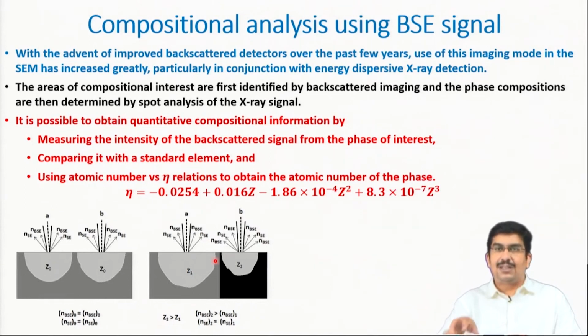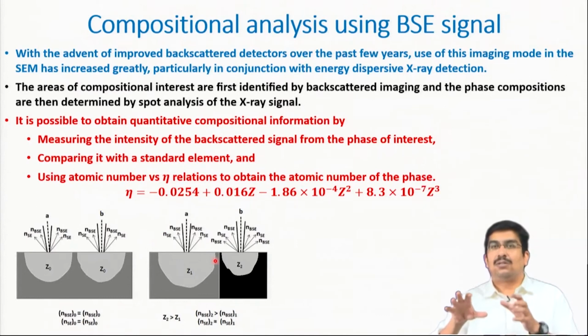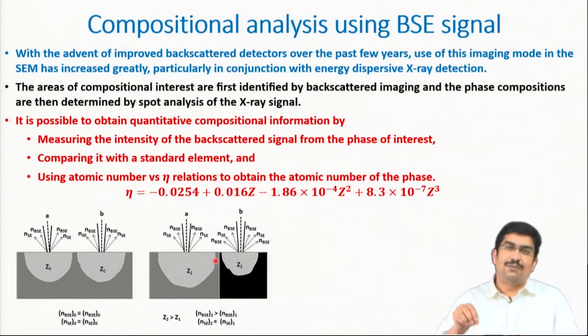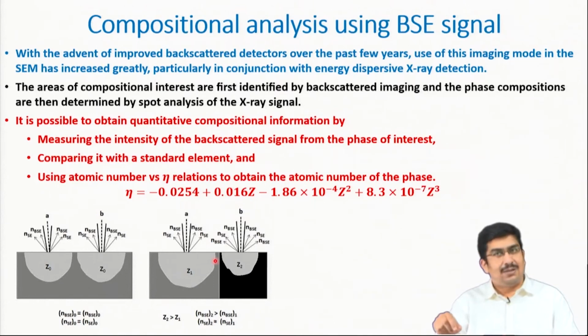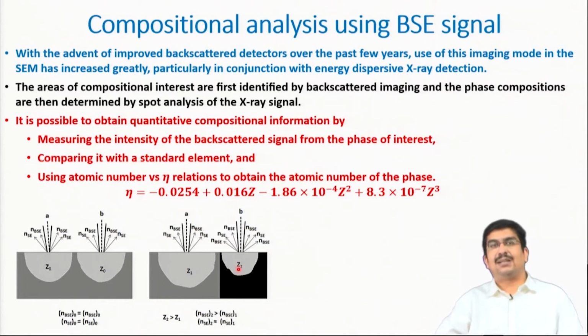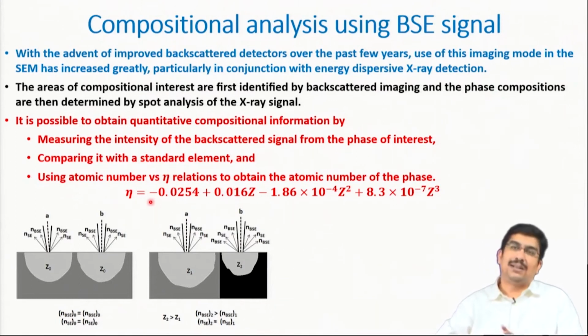Imaging using the BSE signal first over a larger area, find out the compositional contrast from different phases, and then bring in the characteristic X-ray and do the quantitative analysis from this region. But now with more advanced BSE detectors, we can straight away get the number of BSE signals and we can calibrate that, and we can do the entire quantitative analysis using the BSE signal. So, how to do that?